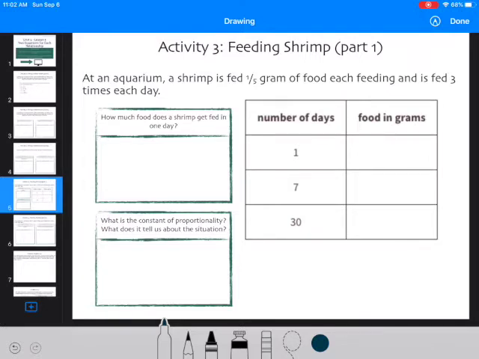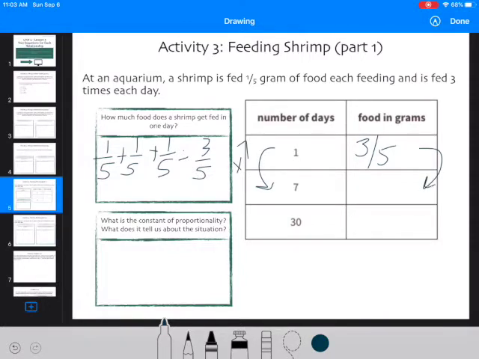So at an aquarium, a shrimp is fed 1/5 of a gram of food at each feeding and is fed 3 times a day. So how much food does the shrimp get fed in 1 day? So that's 1/5 plus 1/5 plus 1/5, right? So that's 3/5 of a gram. So now, if I want to figure out what it would be for every other one, I'm going to multiply by 3/5 each time.